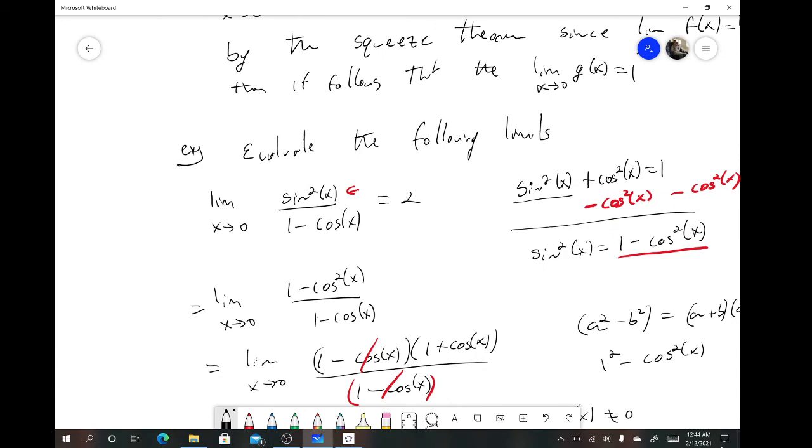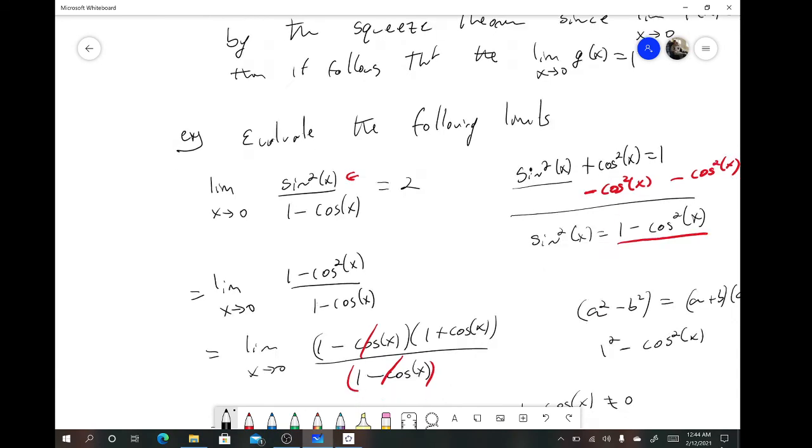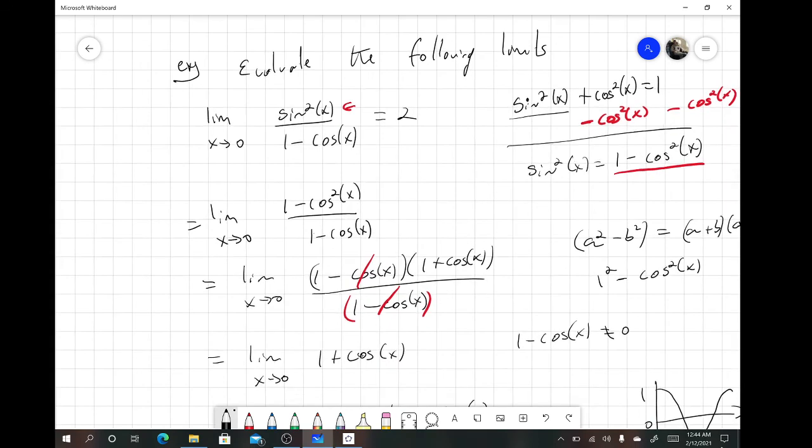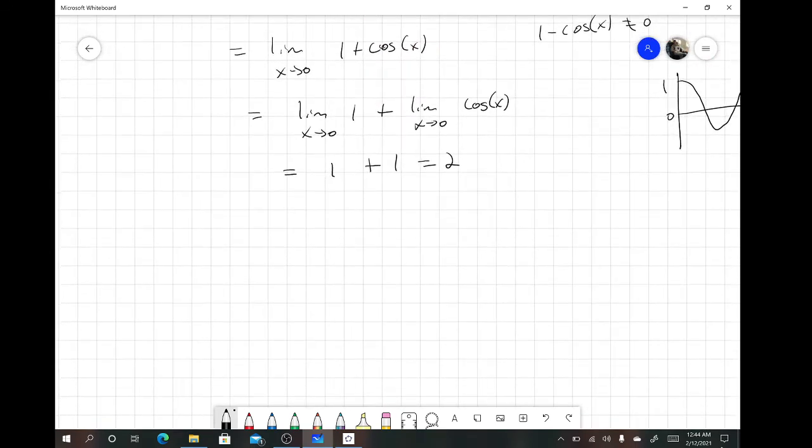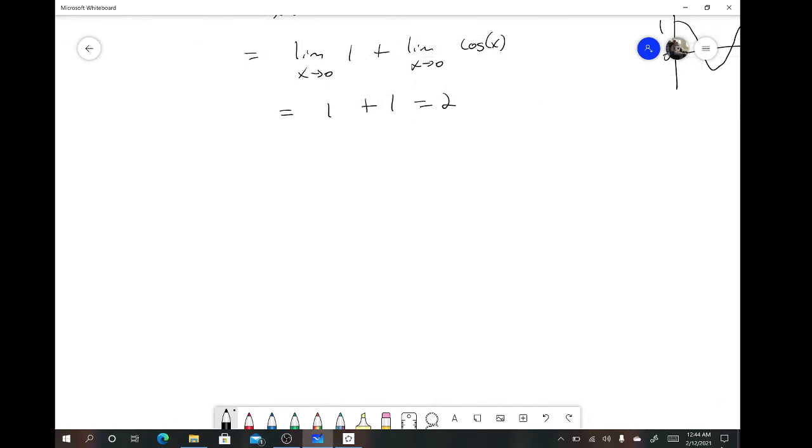So if somebody on the train, for example, comes and gives you this problem, they tell you find the limit as x goes to 0 of sine square of x divided by 1 minus cosine of x, you could quickly compute it and tell them that the limit is equal to 2.